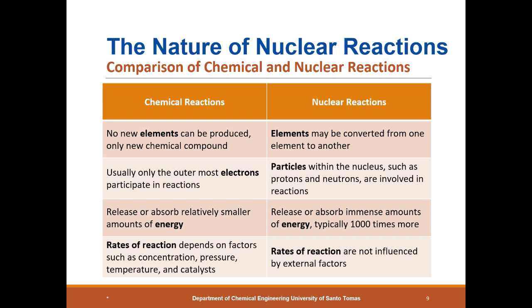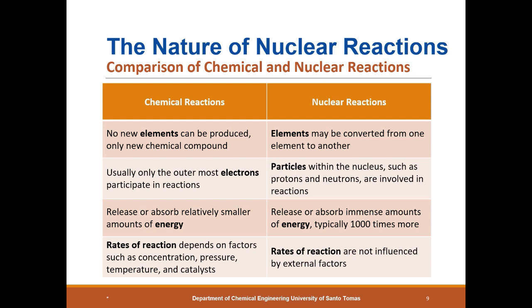The second difference involves the particles. Usually in chemical reactions, only the outermost electrons participate in reactions. In nuclear reactions, particles within the nucleus, such as the protons and neutrons, are involved in the reactions.